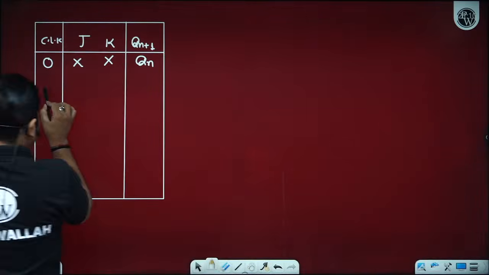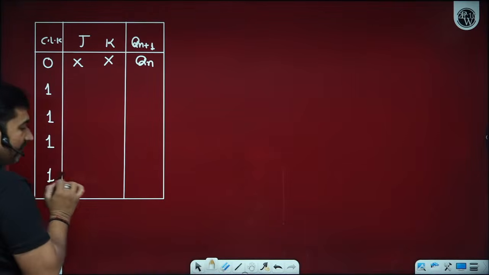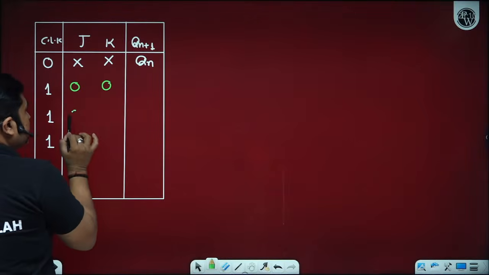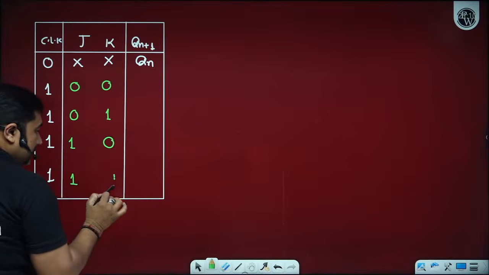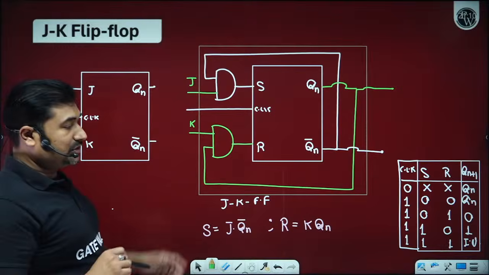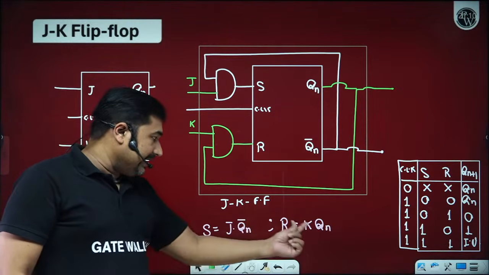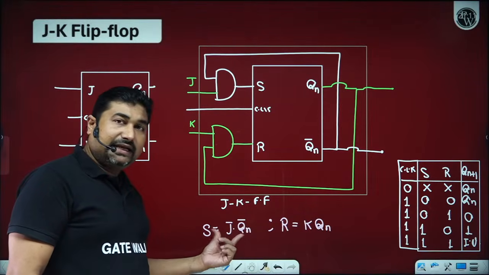Now with a high clock, J and K will have 4 possibilities. Either 0, 0 or 0, 1 or 1, 0 or 1, 1. Is it okay? Now please observe what happens if clock is high and J is equal to 1, K is equal to 1. When J is equal to 1, S is Qn bar.